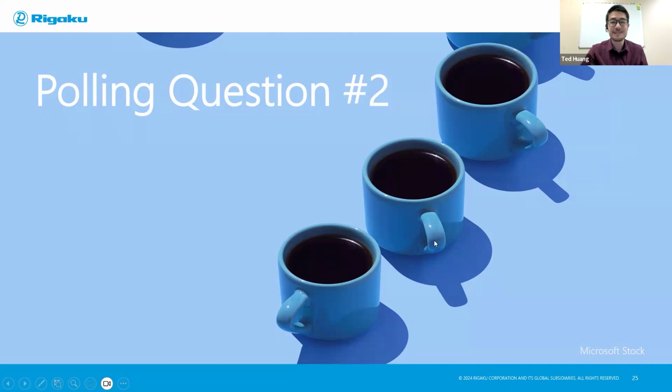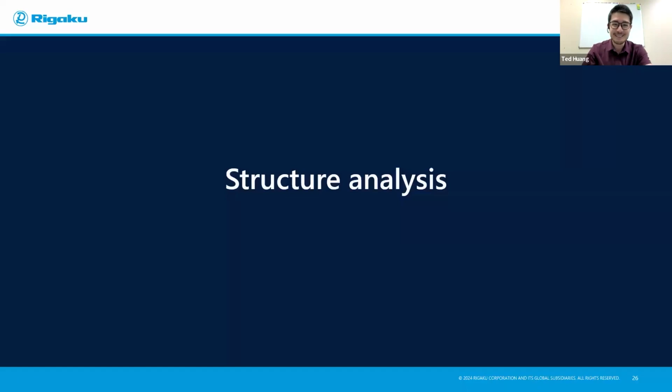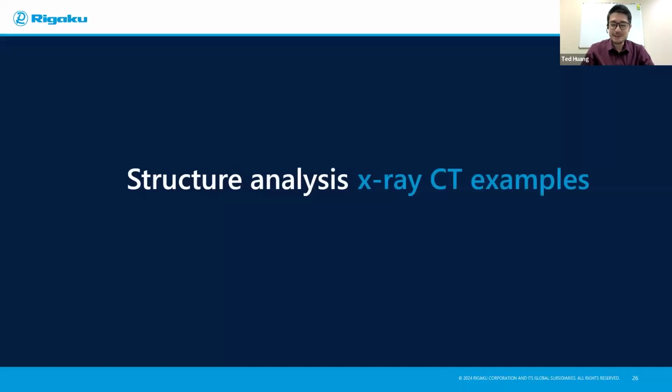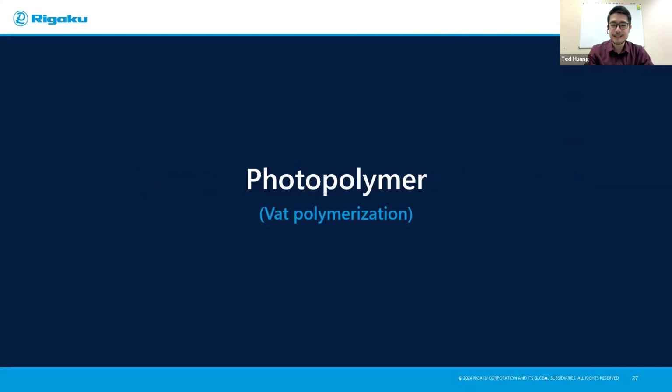Yeah. Okay, so let's move on to look at the actual examples. That's the most exciting part, in my opinion. So for the structural analysis example, using X-ray CT of additive manufactured products, let's go through a couple of them. The first one is of a photopolymer. It's manufactured using vapor polymerization.